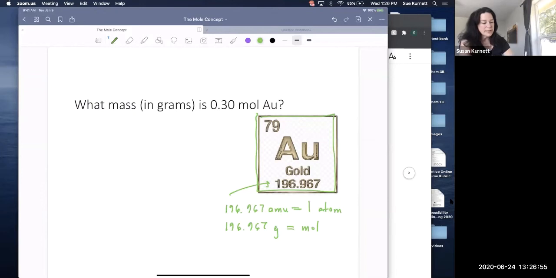So what mass is what we're solving for? And the given is 0.3 moles. And to go from moles to grams, I'm going to use this number. I'm going to multiply by the molar mass, the mass of a mole, on the periodic table. And the molar mass is 196.967 grams per mole. Only true if we're talking about gold.